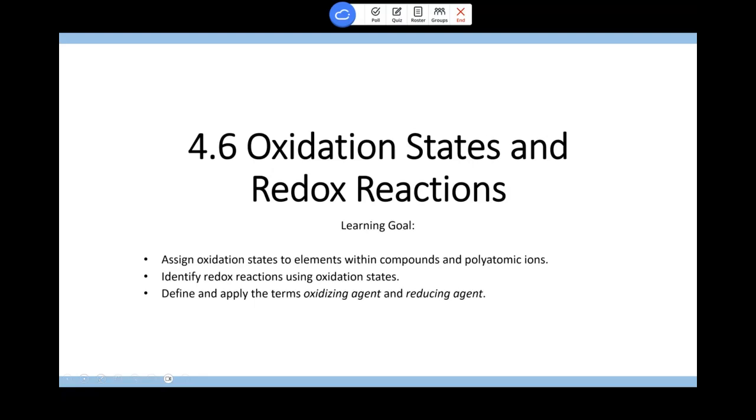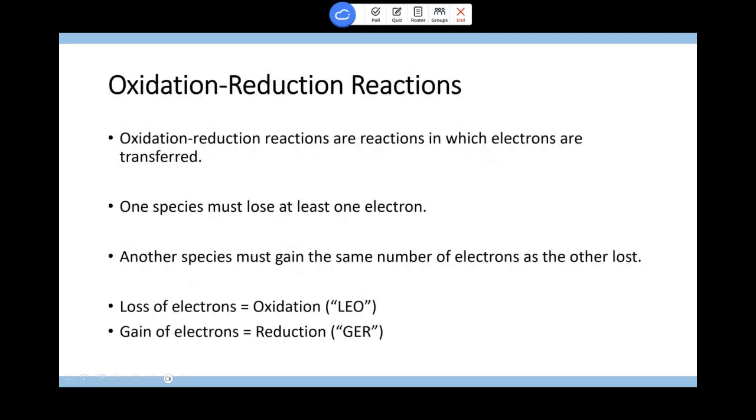That's a property of an individual atom. So individual atoms in compounds have different oxidation states. So we'll do that. And then we'll talk about how oxidation states change when we go through a redox reaction. We'll determine what gets oxidized, reduced, oxidizing agent and reducing agent, all of that we'll talk about. So oxidation reduction reactions are reactions in which an electron or more than one electron is transferred. So we have one species or one atom that loses electrons and another gains the same amount of electrons that are lost by the other species.